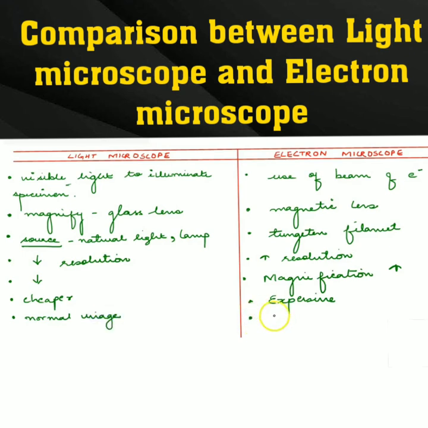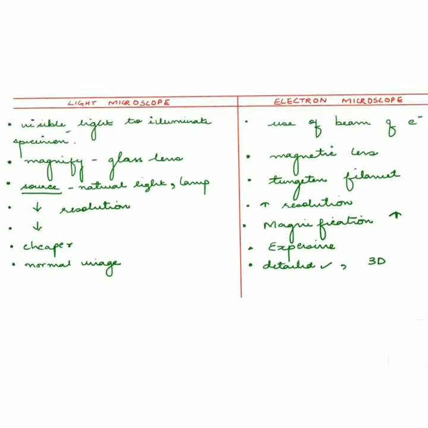In the light microscope, we can see the normal image, whereas in electron microscope, the detailed image is found. Even the 3D images are found.